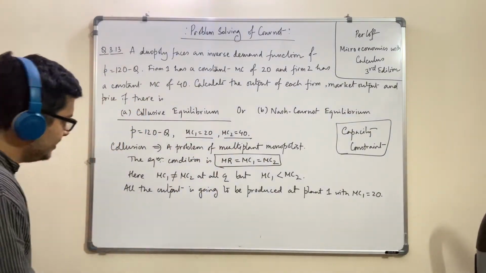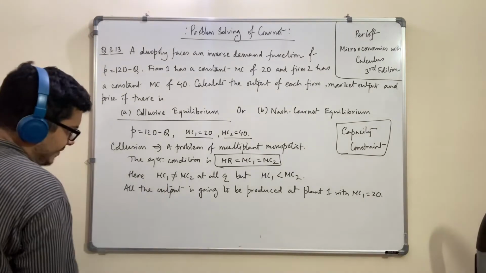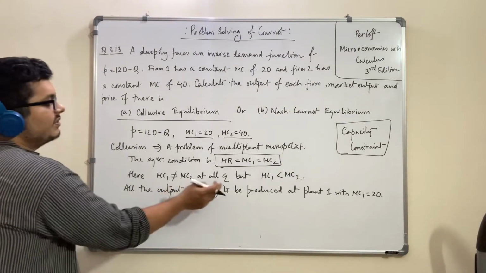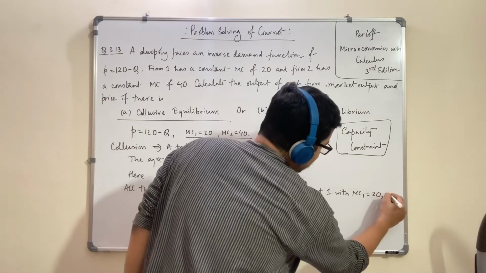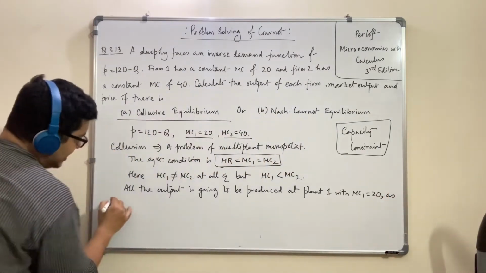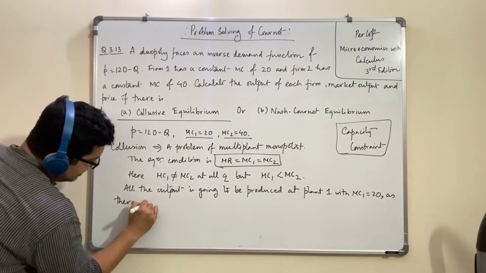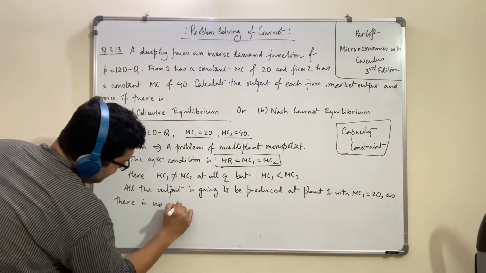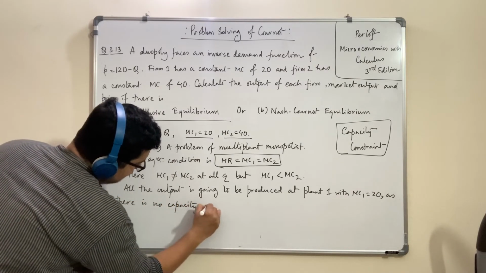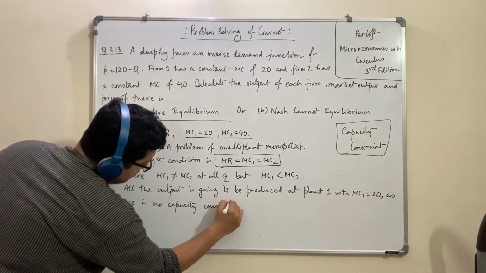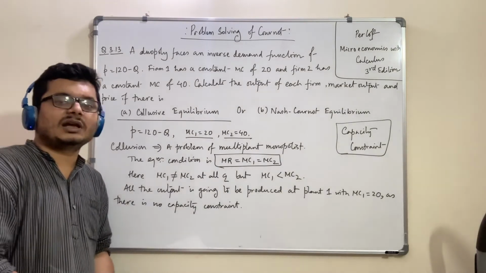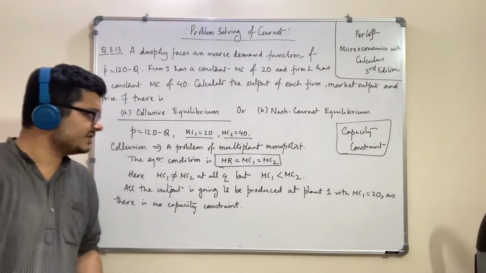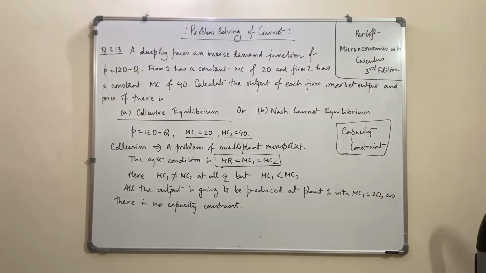But here there is no capacity constraint, so all the output is going to be produced at plant 1 with MC equal to 20, as there is no capacity constraint. So that means basically we are looking at a very simple monopoly problem. So let's just solve it.